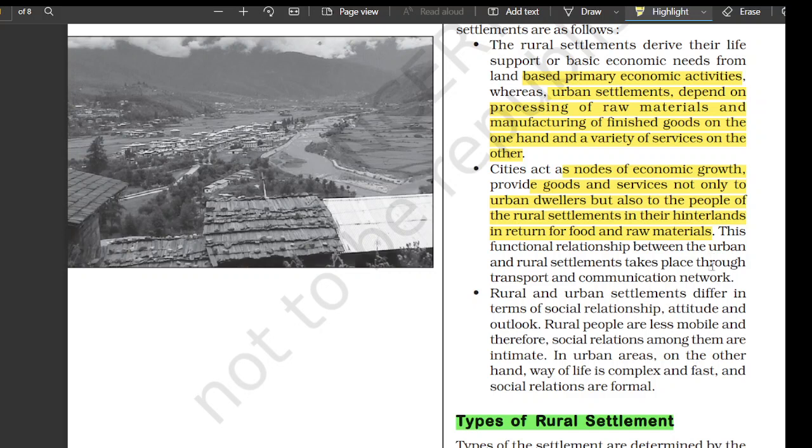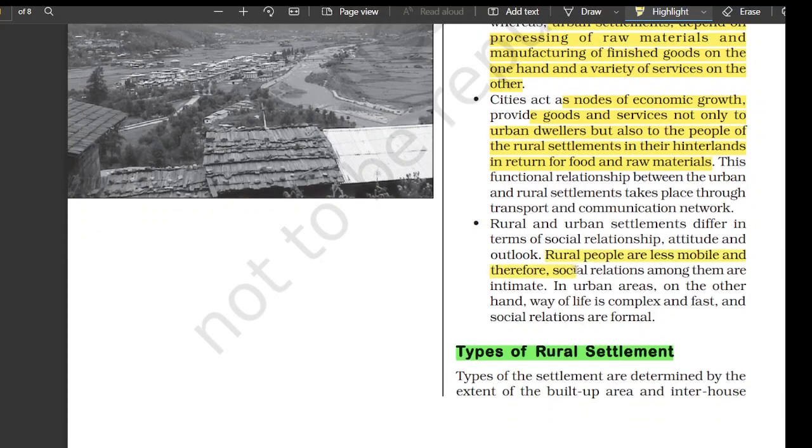Rural and urban settlements differ in terms of social relationship, attitude, and outlook. Rural people are less mobile and therefore social relationships among them are intimate. In urban areas, on the other hand, the way of life is complex and fast, and social relations are formal.